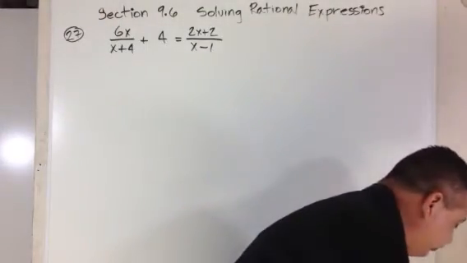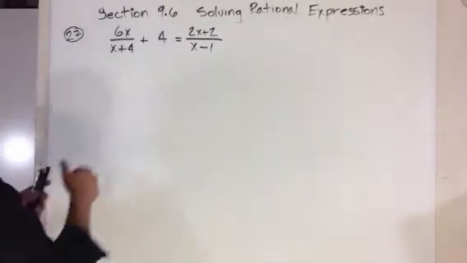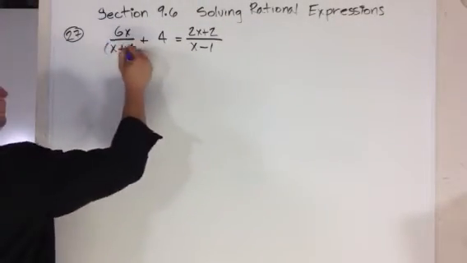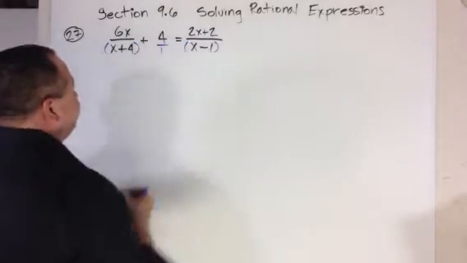Okay, so the first thing we need to do is factor the denominator. The denominator is already factored, so we're just going to go ahead and put parentheses around it. This one doesn't have a denominator, so I'll put a 1, and this guy will have parentheses.